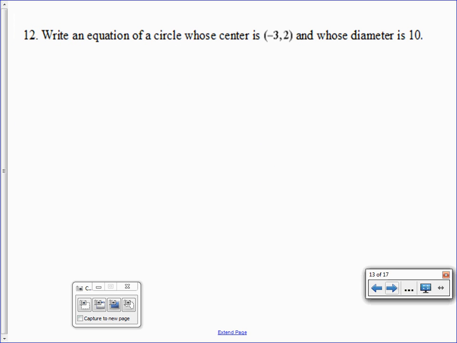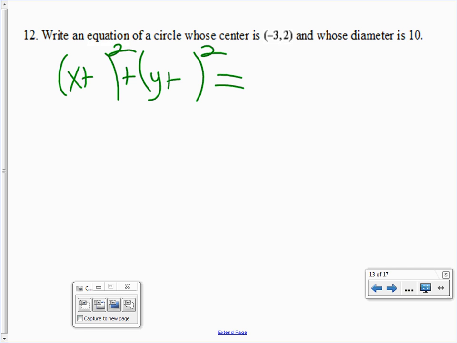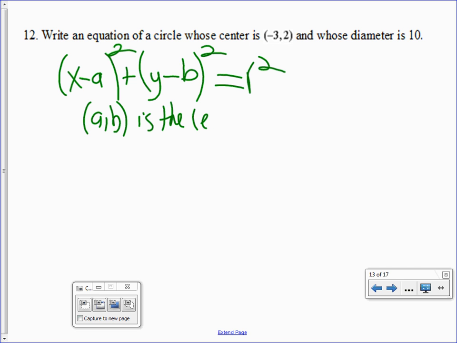Write an equation of a circle whose center. Well, the equation of a circle, it always has 2 sets of parentheses. It always has squares. It has a plus between them. We say a, b, we generally write the formula as minus. So we write x minus a squared plus y minus b squared equals r squared, where a, b is the center, and r is the radius. So basically you're negating what's in the parentheses.